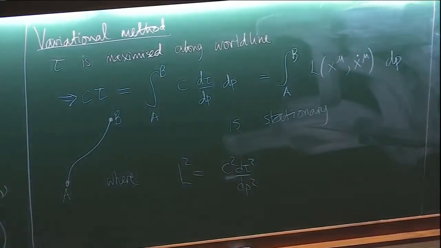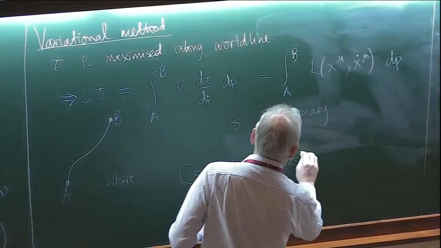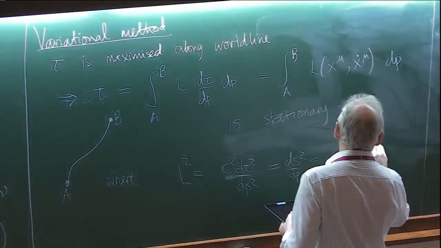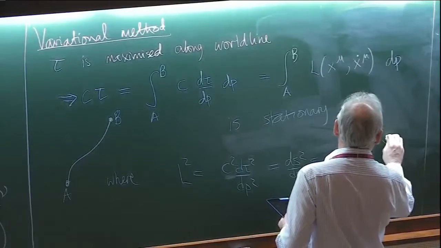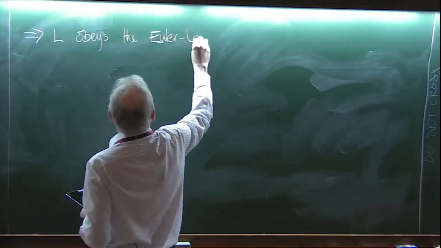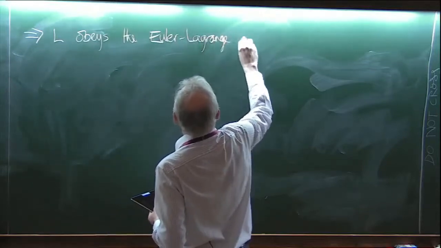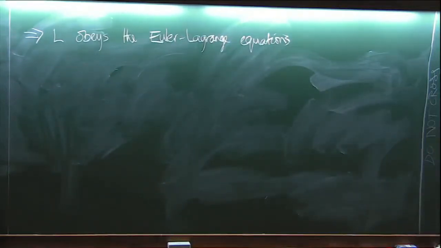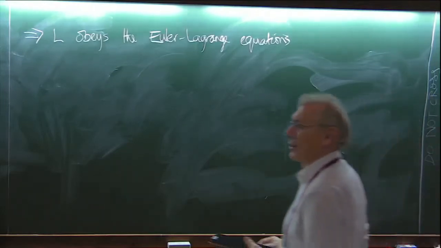And L squared is c squared times dt by dp squared, which is just ds by dp squared, which we can write as g mu nu times x dot mu x dot nu. Okay, so given that this is stationary, then L has to obey the Euler-Lagrange equations. Is everybody familiar with these? Is anybody unfamiliar? If you are, then just catch me at the end and I can give you a reference.